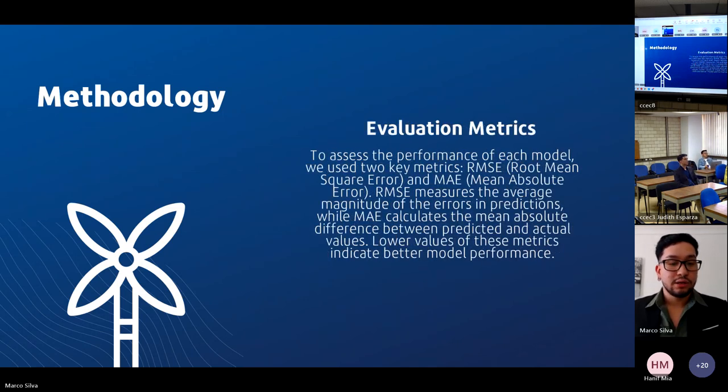Evaluation metrics. To assess the performance of each model, we used two key metrics: RMSE, root mean square error, and MAE, mean absolute error. RMSE measures the average magnitude of errors in prediction, while MAE calculates the mean absolute difference between predicted and actual values. Lower values for these metrics indicate better model performance.